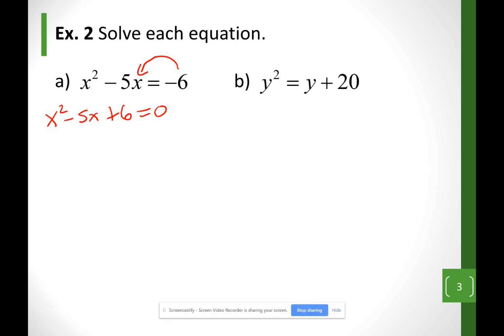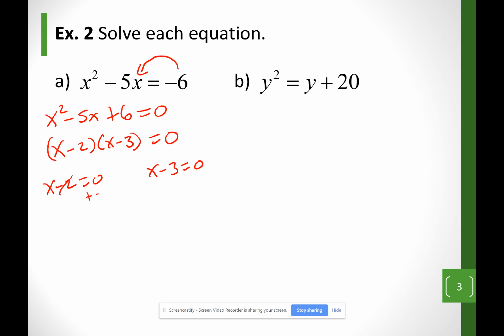I did switch the sign of the 6 because I moved it from one side to the other side of the equal sign. I'm going to factor this equation. However you do it with the x thing, we're going to end up saying that our factors are x minus 2 and x minus 3. I factored my trinomial, that way we know how to factor. So I'm going to let each of my factors equal to 0. X minus 2 equals 0. X minus 3 equals 0.